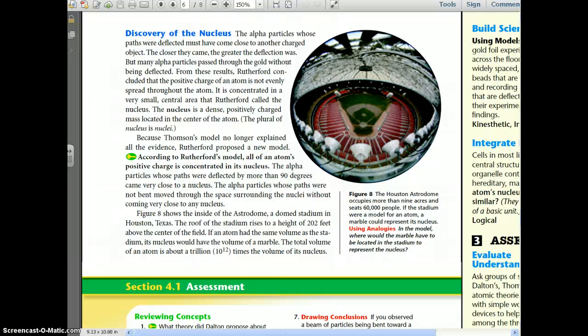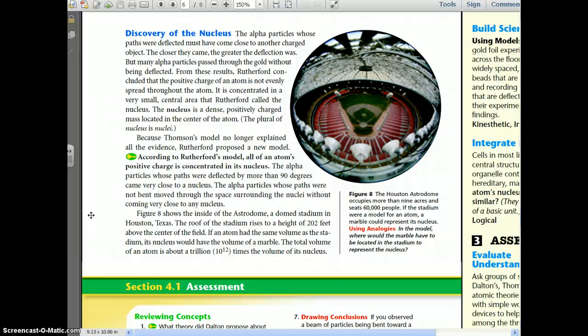Discovery of the nucleus. The alpha particles whose paths were deflected must have come close to another charged object. The closer they came, the greater the deflection was. But many alpha particles passed through the gold without being deflected. From these results, Rutherford concluded that the positive charge of an atom is not evenly spread throughout the atom. It is concentrated in the very small central area that Rutherford called the nucleus. The nucleus is a dense, positively charged mass located in the center of the atom. The plural of nucleus is nuclei.